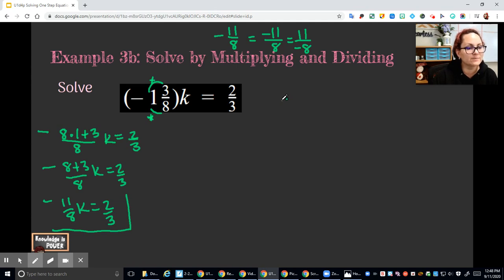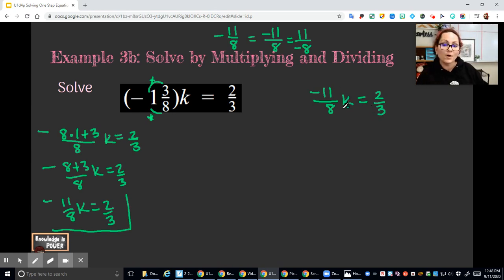For my explanation, I think I'm going to put it on the top. Why not? So here we are. I'm going to rewrite it. Okay, equals 2/3. The goal of solving an equation is to get k, in this case, all by itself. So we're looking at SAD. We have one term on each side. There's nothing we can do.